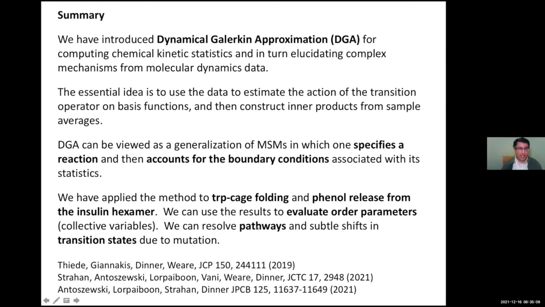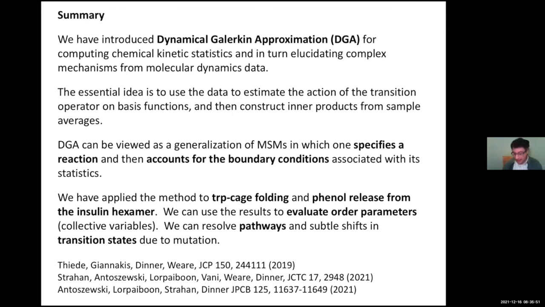Okay, so what I tried to show you is that we've introduced this dynamical Galerkin approximation. Galerkin approximation is just a basis expansion for computing kinetic statistics. You can think of it as a generalization of Markov state models, but one where we're saying this is the reaction that we're interested in, and we're properly accounting for the reactant and product states when we compute statistics like the committer or the reactive current. We validated it against a very well-characterized system, the Trp-cage, and then we've been applying it to looking at phenol release from the insulin hexamer.